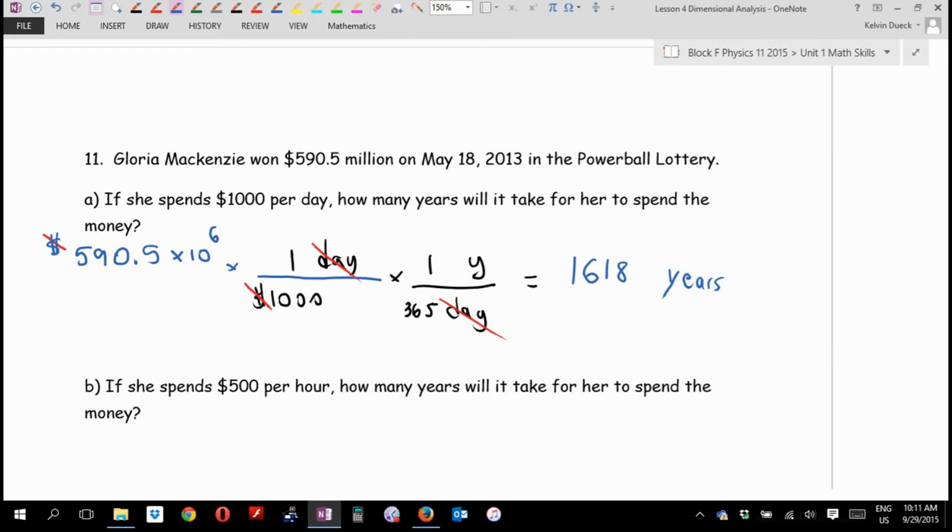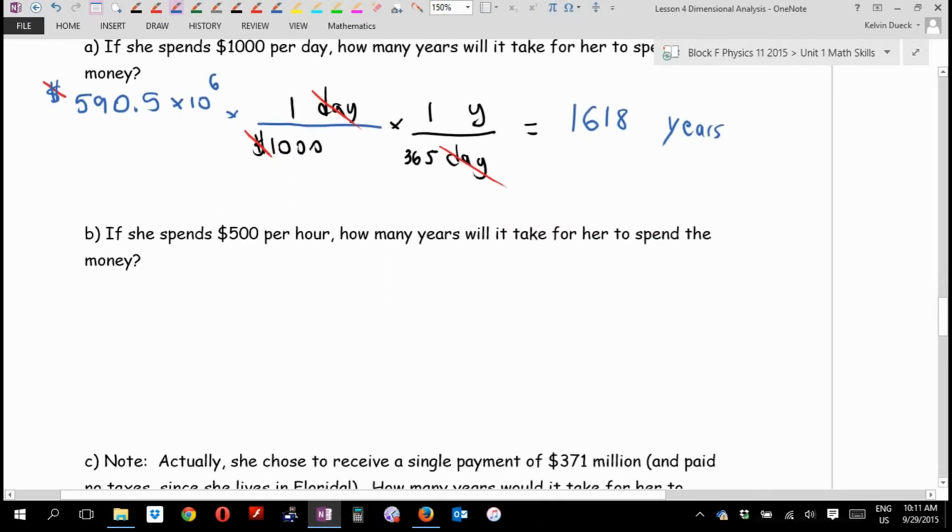How about $500 an hour? Now that would be tough to do, and we're going to say 24 hours, like 24/7, which would be tough because you'd have to sleep. But maybe she set something up automatic. She buys $500 of stuff from Amazon every hour automatically. How long would that take? How am I going to start? Again, going to write down what they gave me.